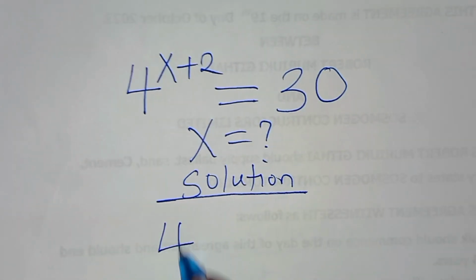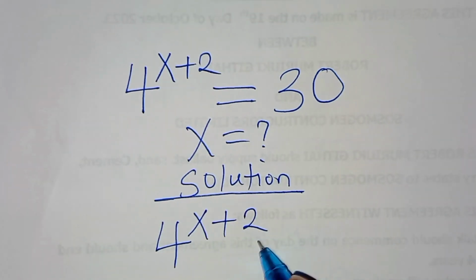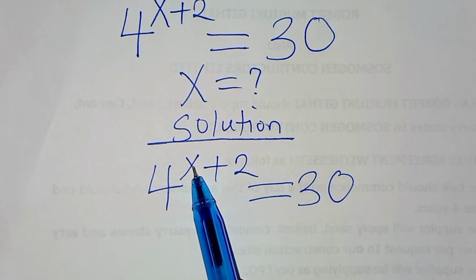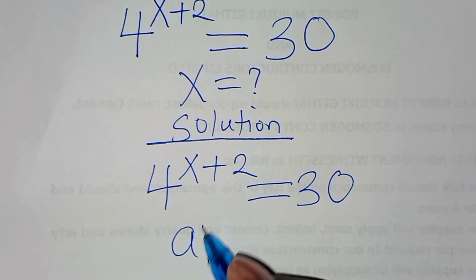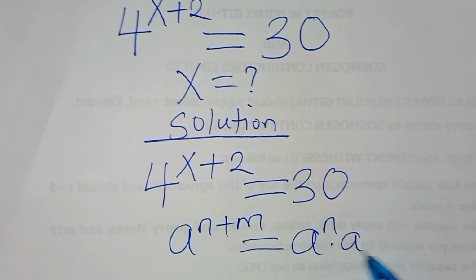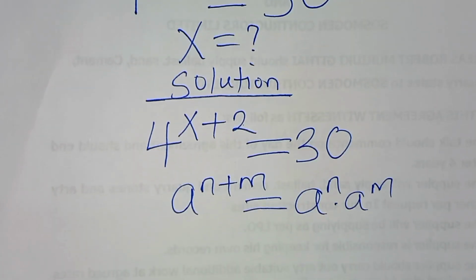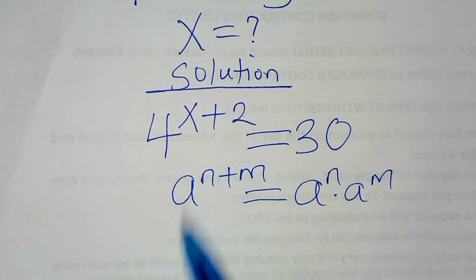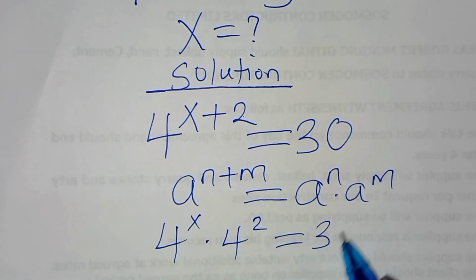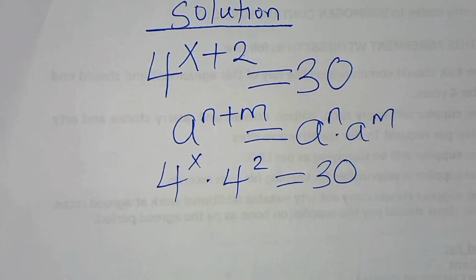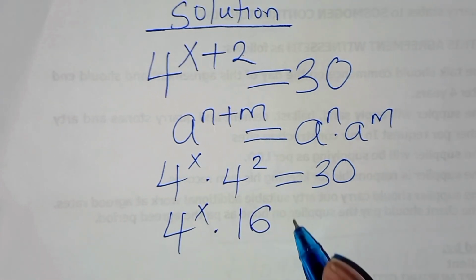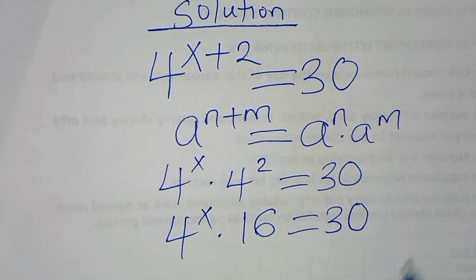We have that 4 to power x plus 2 is equal to 30. Now, 4 to power x plus 2 is in the form of a to power n plus m, which we can express as a to power n multiplied by a to power m. Applying this exponent property, then here we'll have 4 to power x multiplied by 4 to power 2 is equal to 30. The next step here, we have 4 to power x multiplied by 4 squared. This is 16, and this is equal to 30.